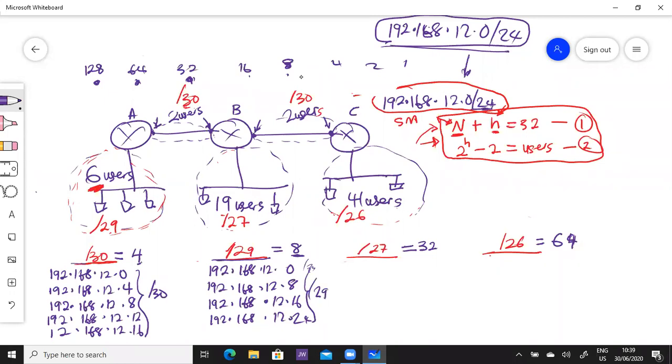Now let's come to the /27. We are writing down all the possible subnets. So 192.168.12.0. The second subnet will be additions of the block size, which is 32.